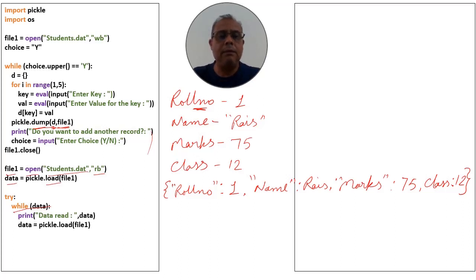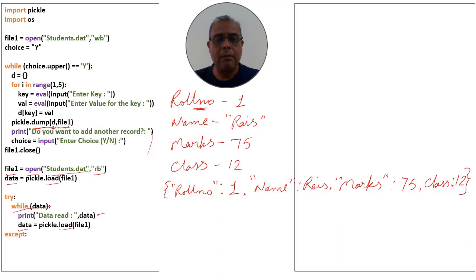So here you can see we are using load method to load the next record and store it in data. And when the data is loaded, we are going to print it. So once the data is loaded, our control will go back to while condition, while data. If there is data present inside the data variable, we are going to print it. But if there is no data present, since all the records have been exhausted, what is going to happen? An exception is going to be generated.